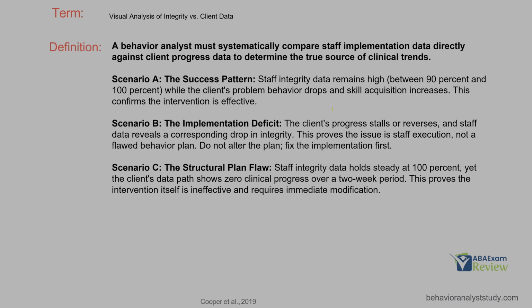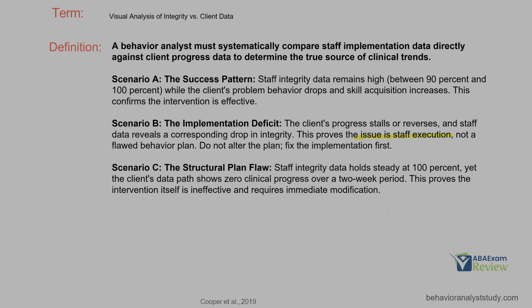What about B? Client's progress is stalling or reversing, and staff also shows a drop in integrity. So there's a problem with staff execution, and it says not a flawed behavior plan, but we need to fix the staff execution first before we can make judgments about our plan. So if something's not working, always check implementation first and fix that initially.